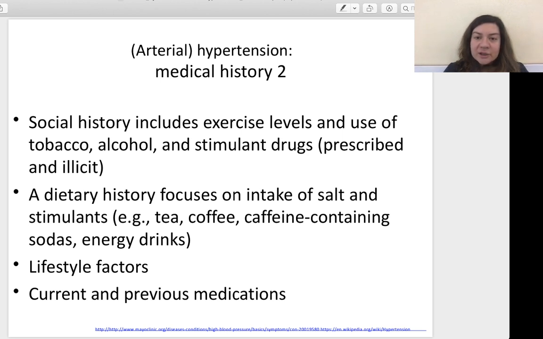We always ask in the history of a hypertensive patient about dietary history, focusing on intake of salt and stimulants like tea, coffee, caffeine-containing sodas, energy drinks. Lifestyle factors are a very important component in the medical history of hypertension, as are current and previous medication, as for hypertension, so for all other disorders that this patient has.